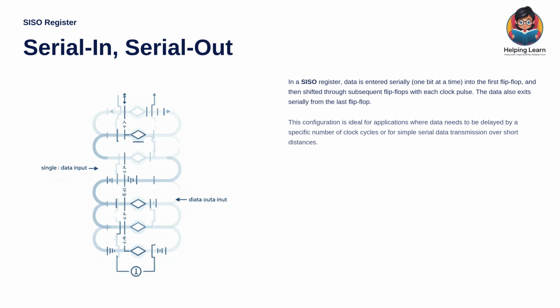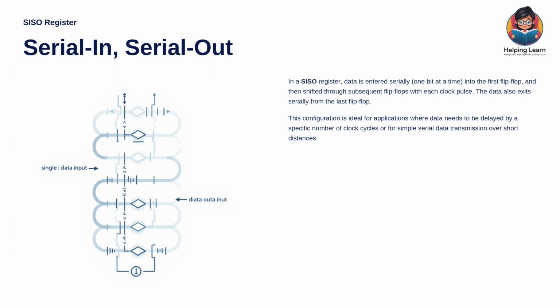SISO register. Serial in, serial out. In a SISO register, data is entered serially, one bit at a time, into the first flip-flop, and then shifted through subsequent flip-flops with each clock pulse. The data also exits serially from the last flip-flop. This configuration is ideal for applications where data needs to be delayed by a specific number of clock cycles or for simple serial data transmission over short distances.